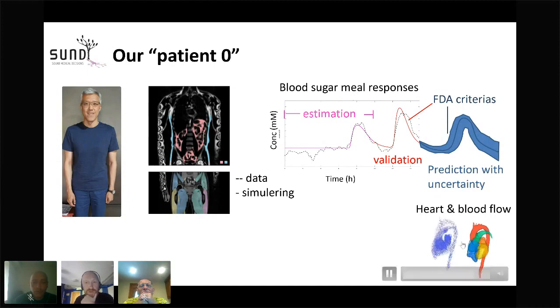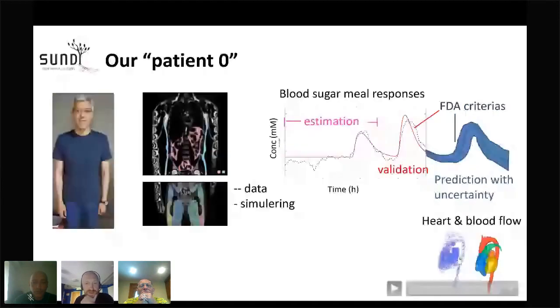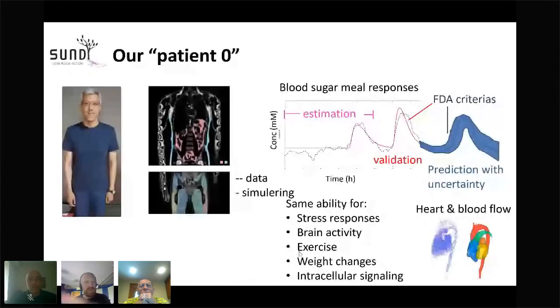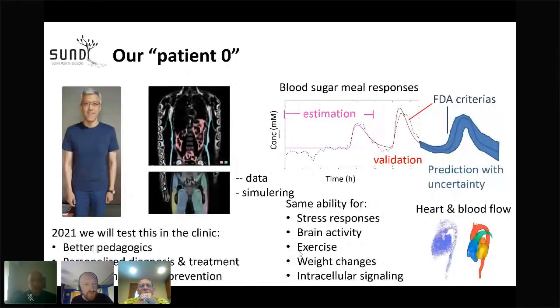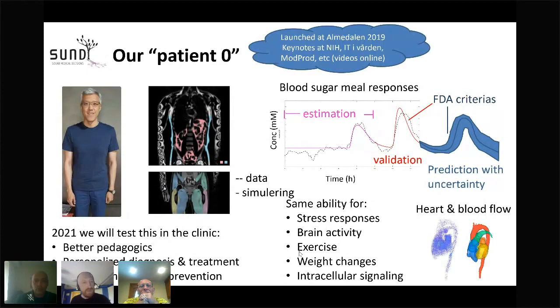Heart and blood flow models, brain activity, stress responses, exercise, and so on. All of this has gone into the same multi-level, multi-organ model, which we are now moving towards testing in the clinic for better pedagogics, personalized diagnosis, better compliance and prevention. This technology, which is also part of our spin-off company, was launched last year, and that led to keynotes in various places. And if you want to see more of this, here is a YouTube link.